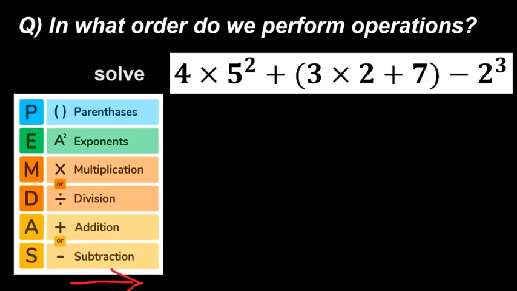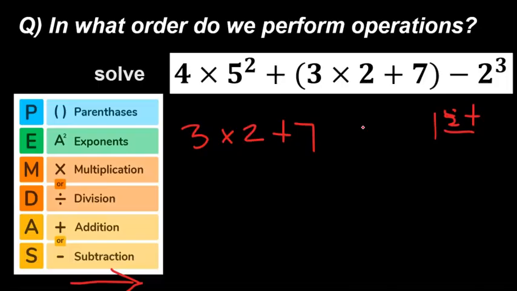And here, I'm going to solve this question right now so that we can see how we apply it. So the very first thing we're going to start with is P, parentheses. We can see here that there is 3 times 2 plus 7 in parentheses. So we're going to do this first. We're going to treat this as its very own problem.